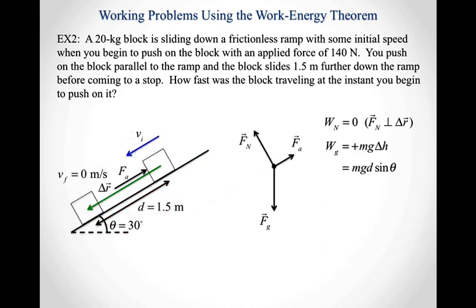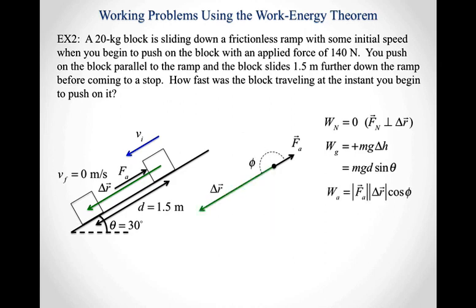So let me come back to my free body diagram again. I've got one force left. It happens to be the applied force. The applied force is constant in this case, right? It's a single value, 140 newtons. So I know that for a constant force, I can calculate the work done by multiplying together the magnitude of the force times the magnitude of the displacement times the cosine of the angle between those two vectors.